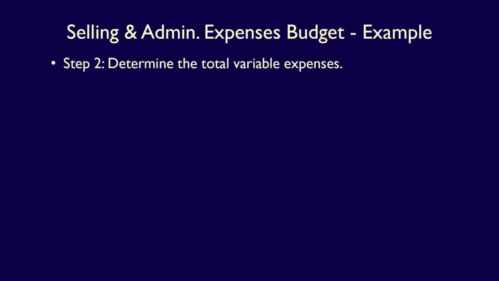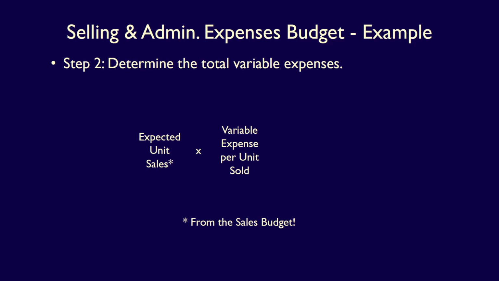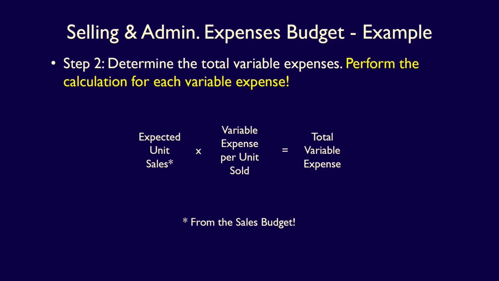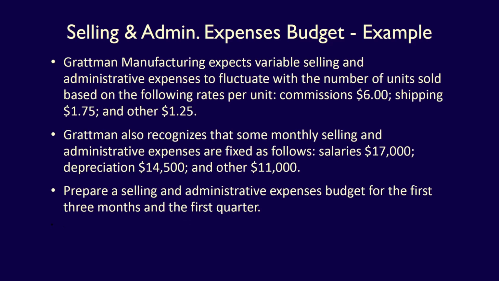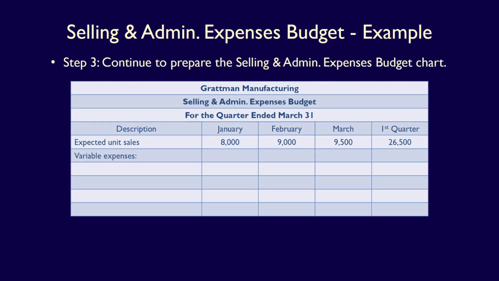Step 2 is to determine the total variable expenses. The formula: expected unit sales from the sales budget, multiplied by the variable expense per unit sold, equals the total variable expenses. Note that we have to perform this calculation for each variable expense. In order to determine the different variable expenses, we have to return to the question. Here we see that variable expenses are the commission paid to sales personnel, $6 per unit sold, shipping, $1.75 per unit sold, and other variable expenses, $1.25 per unit sold.